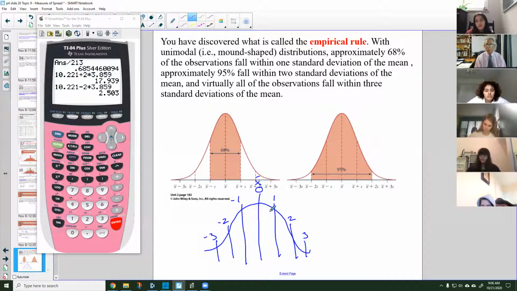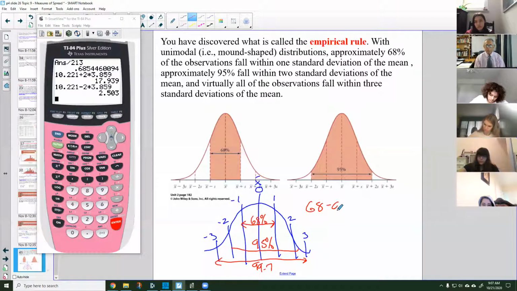And what the empirical rule says is that if I have a distribution that is unimodal and symmetric, between -1 and 1, pretty much 68% of the data is going to fall between -1 and 1. 95% of the data is going to fall between -2 and 2. And 99.7% of the data is going to fall between -3 and 3. So the empirical rule says 68, 95, 99.7. And in fact, sometimes it's called the 68, 95, 99.7 rule.